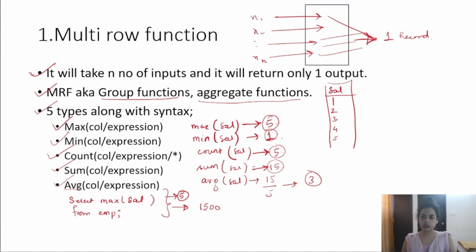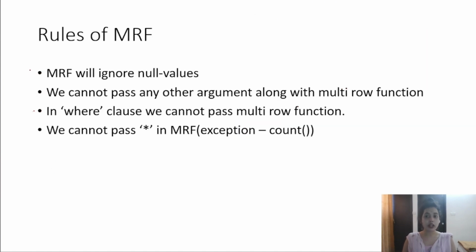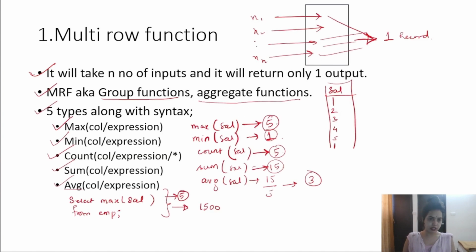There are a few rules we have to keep in mind while working with the multi-row function. Let's move on to that. First thing, your MRF will ignore the null values. Suppose in this column I have a null also. If I do a max of sal, it will ignore the null value. If I do a count of sal, it will ignore the null value and give me only 5 records, ignoring the 6th record, which is a null.